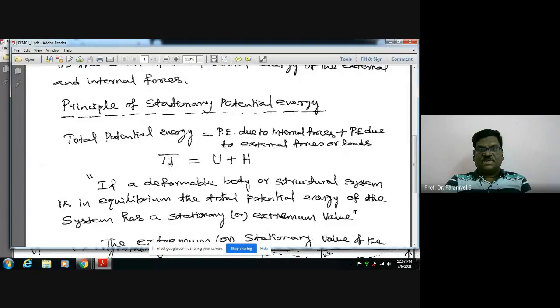Some psi type, it's not the pi used by us in mathematics. Psi is equal to U plus H. U is the internal work done, and H is the external work done. Now I am coming to the principle of stationary potential energy.